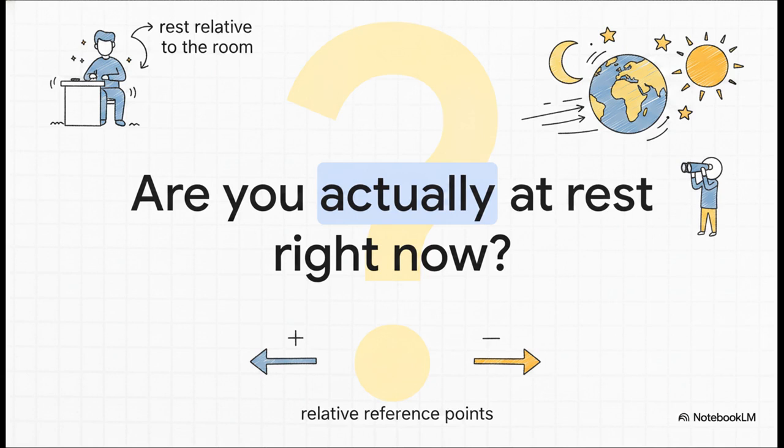So think about it. Are you actually at rest right now while watching this explainer? Well, relative to your desk or the room you're sitting in, you are perfectly at rest. But if an observer were looking at you from outside the Earth, relative to the sun, you and the whole room around you are zooming through space. It all depends on your reference point.